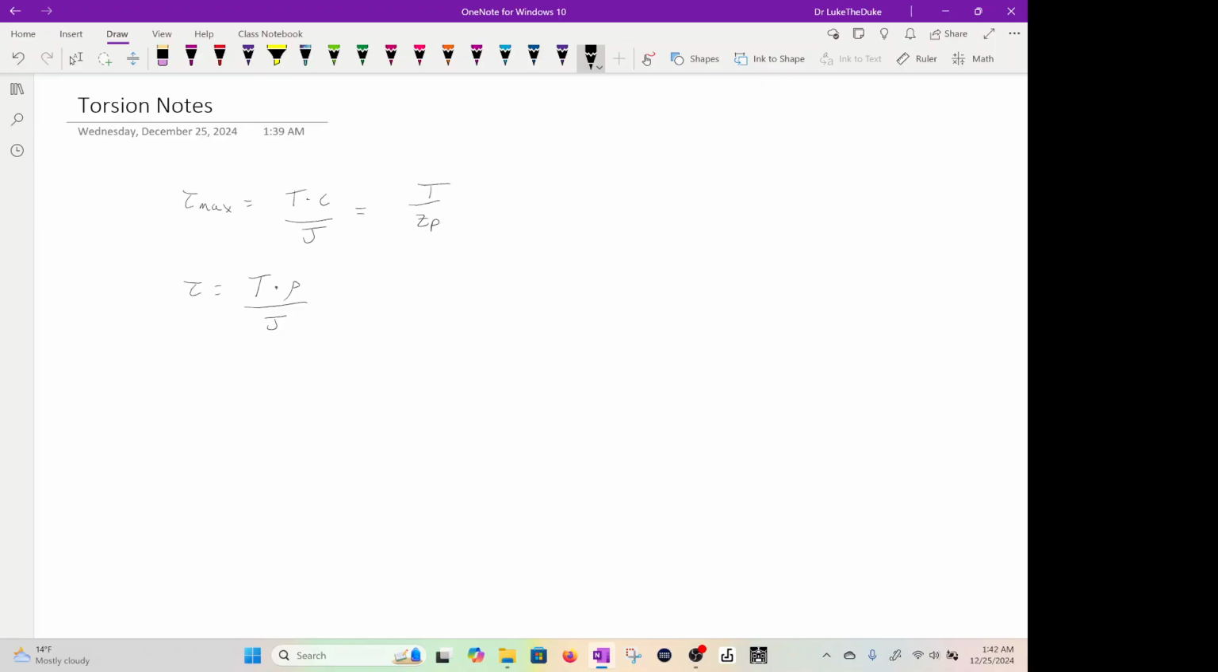Now, for solid shafts, J equals pi over 2 c to the fourth, or in diameters, pi over 32 d to the fourth. Okay, and then Zp is pi over 16 d to the third.